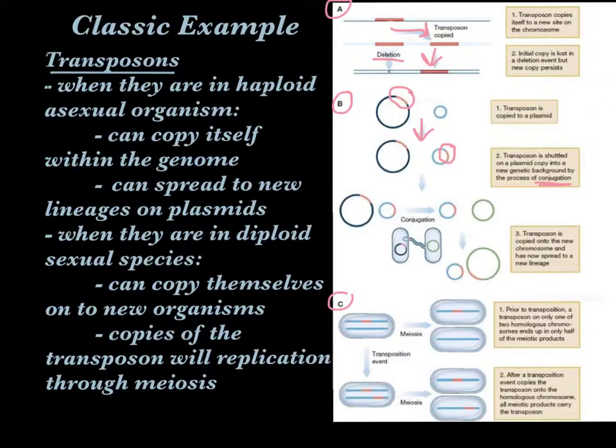In the last picture, prior to transposition, a transposon on only one of the two homologous chromosomes ends up in only half of the meiotic products. After a transposition event copies the transposon onto the homologous chromosome, all meiotic products carry the transposon.